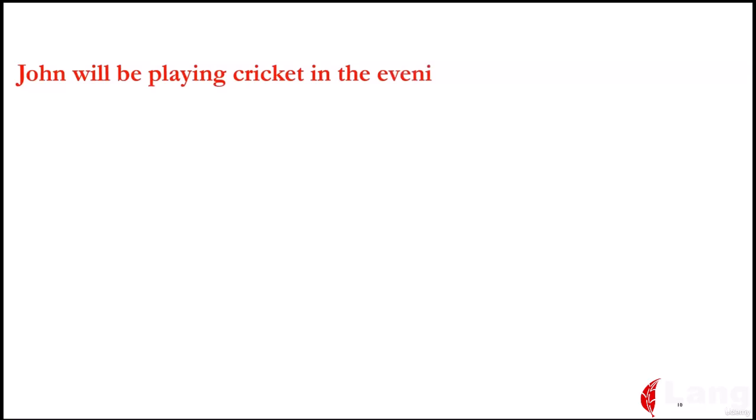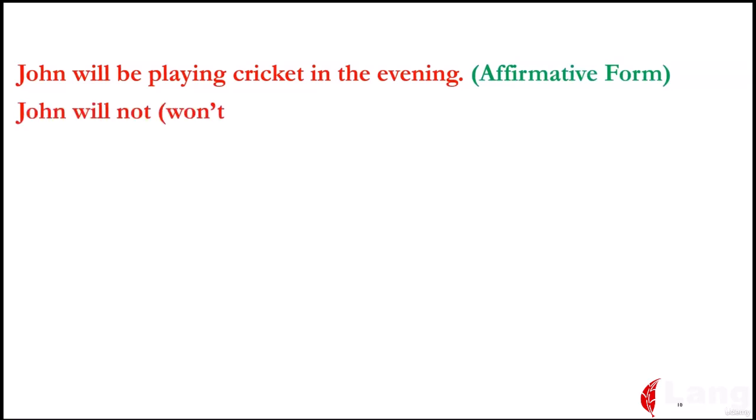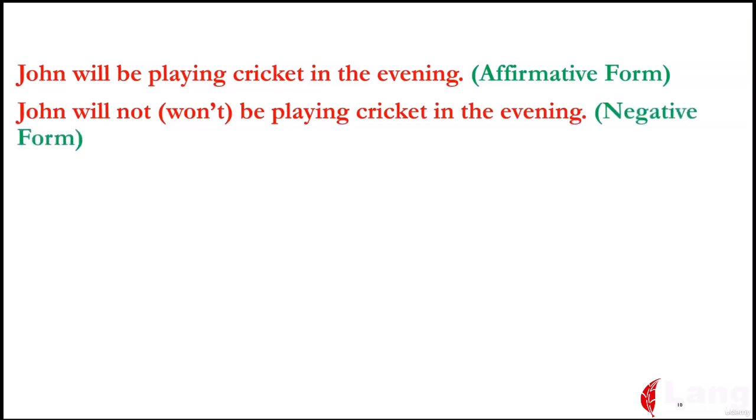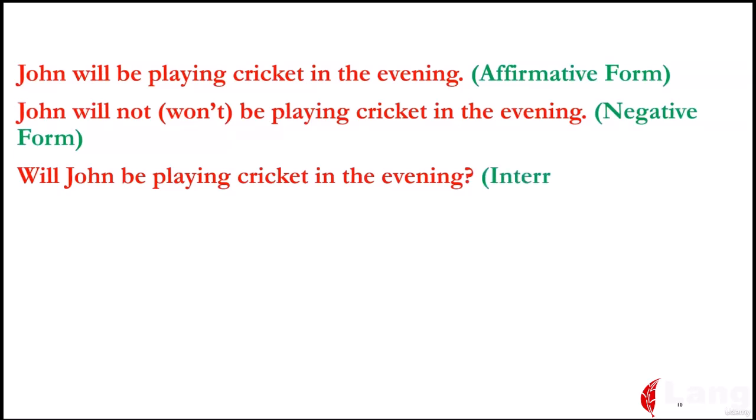Now let's consider another example. John will be playing cricket in the evening. This is the affirmative form. The negative form is John will not be playing cricket in the evening. The interrogative form is will John be playing cricket in the evening?